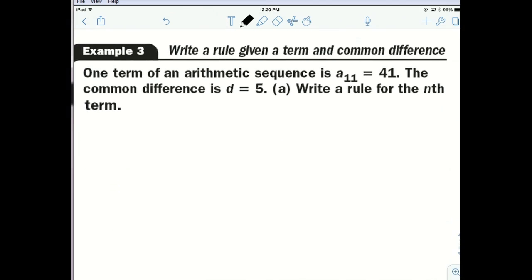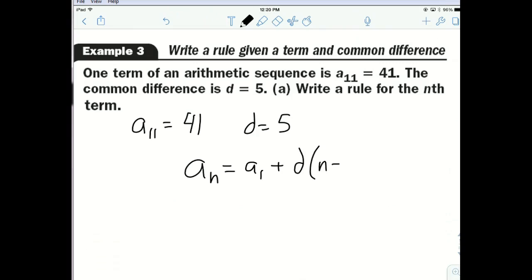All right, let's try one a little bit more difficult. Now I've given you a sub 11 is 41. I've given you just some random point along the sequence. I also have told you that d is 5. All we're going to do here is use our formula, a sub n is equal to a sub 1 plus common difference times n minus 1, and we're going to plug in everything we know. We're going to solve for our unknown. The most important thing for us to find right now is a sub 1. If we have that, we also have our common difference. We can write a rule.